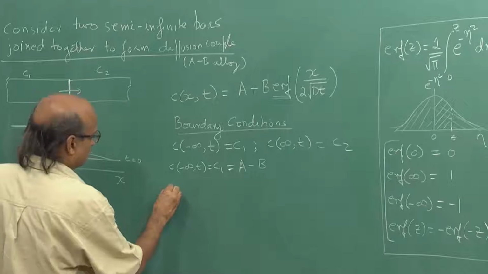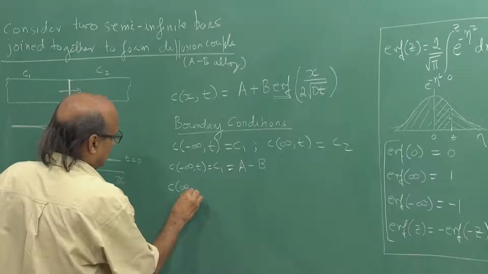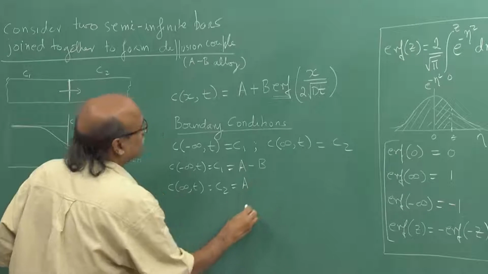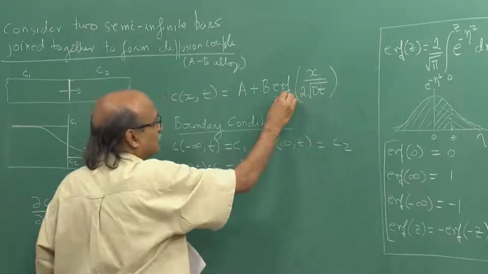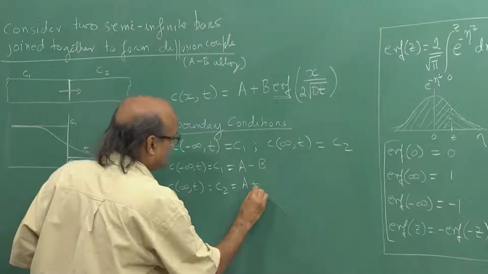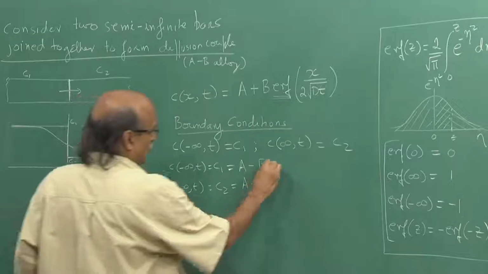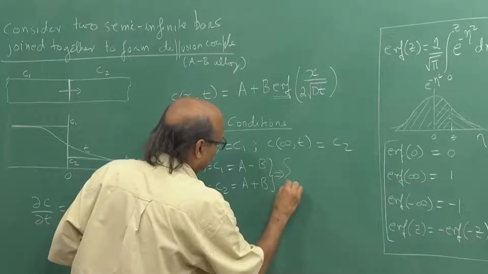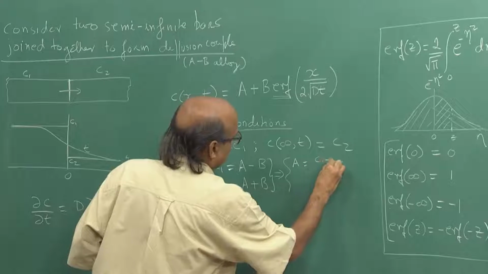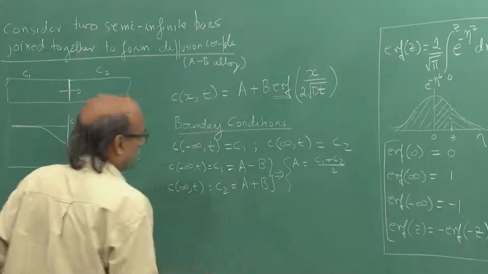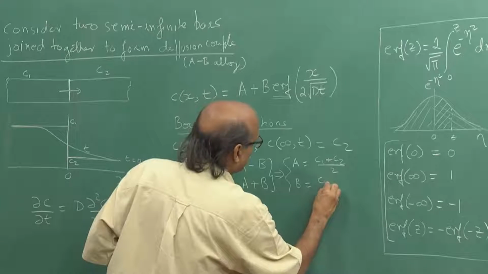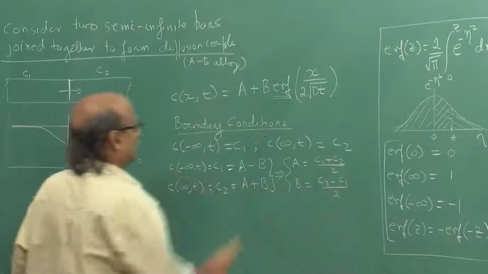Similarly, the second boundary condition, C of infinity comma t is C2, which is again A, but this time I put in x equal to plus infinity, so this will be error function of plus infinity, and error function of plus infinity is plus 1, hence C2 is equal to A plus B. From here I will get A equals C1 plus C2 divided by 2, and B equals C2 minus C1 divided by 2.